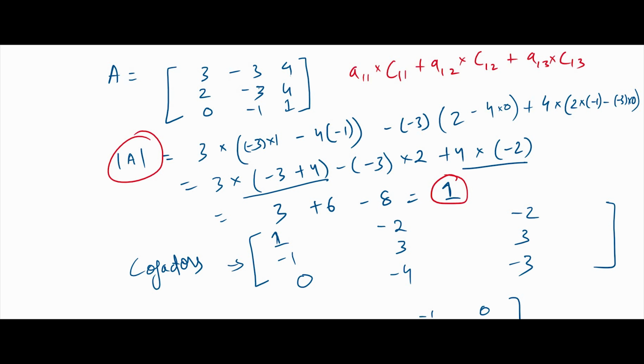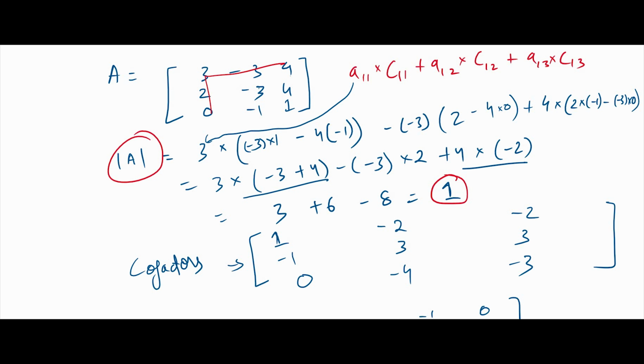So that's what we have done here, right? I took the first element of the first row, that is 3, and then to find the cofactor, I'll hide the first element in the first row, and then I'll multiply minus 3 into 1, and then I'll subtract it from the product of minus 4 into minus 1 to 4, right? And then I'll multiply it with the cofactor.